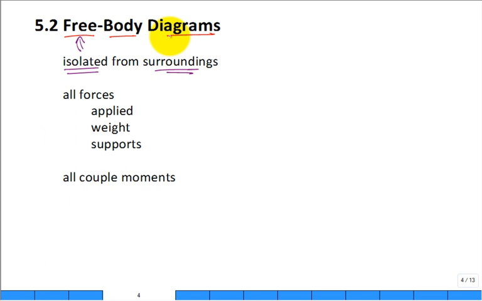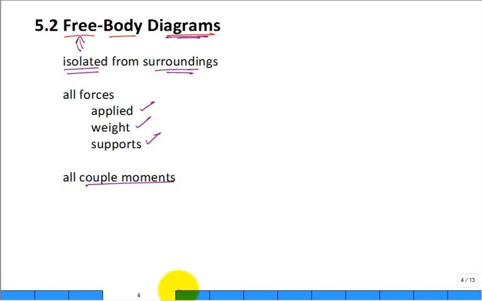And then on this diagram, you have to put all of your loads, all of the forces and all the reactions, and any couples that are applied to the system as well. So any applied forces, if they have weights, they have to be there. And then the supports: when you cut it free from the surroundings, you have to replace those supports by the reactions. And then all couples.